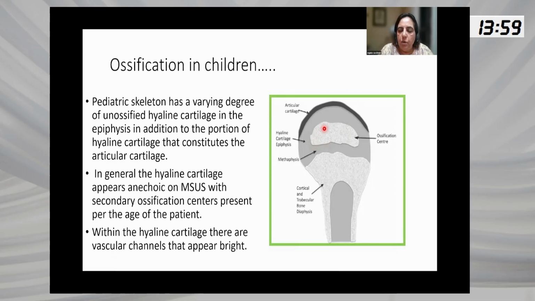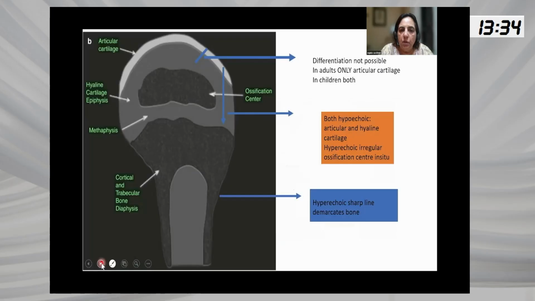And so this is another pictorial representation of the distal end of a bone. And here you find the ossification center, which will be white or hyperechoic. You will find an anechoic hyaline cartilage, which can have white vascular channels. And then you have the distal-most articular cartilage. So you can identify the hyaline cartilage, but you cannot very clearly identify where the articular cartilage begins and ends in a growing child.